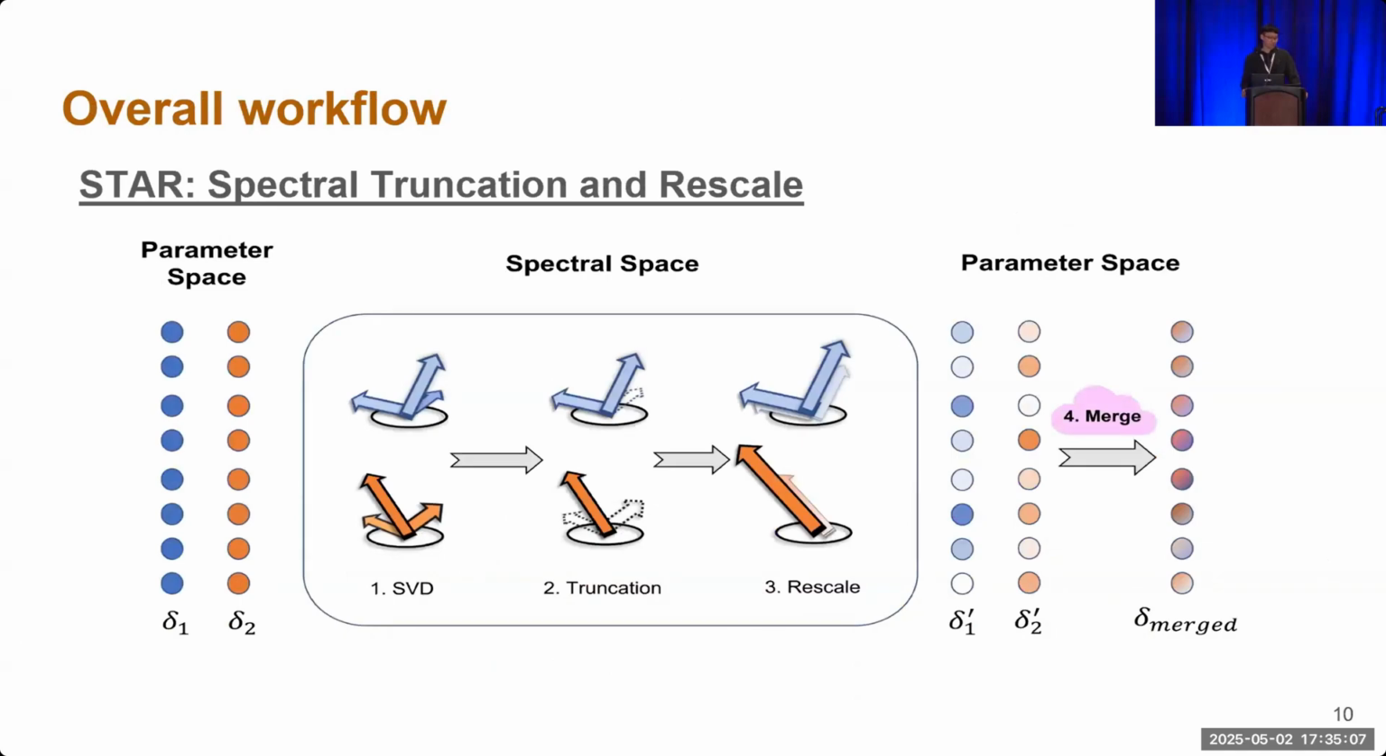After introducing the three challenges, let's see how we solve them. We introduce STAR, which again means spectral truncation and rescale. Our algorithm is pretty simple. We can summarize it with four key steps. For each task vector, we perform the first step, SVD, the second step, truncation, and finally the rescale. At the end, we simply average over all the truncated and rescaled task vectors to get the merged task vector.